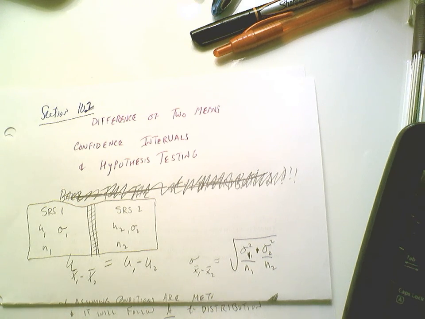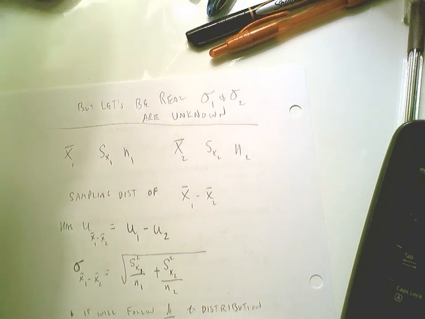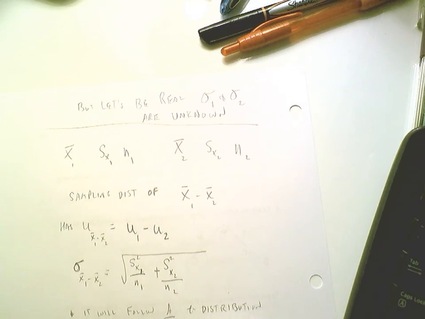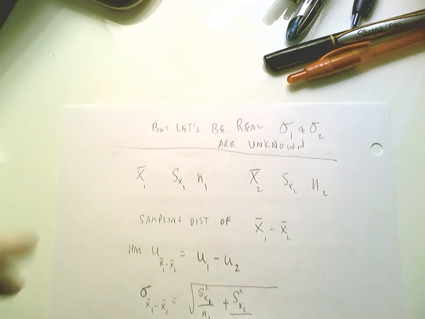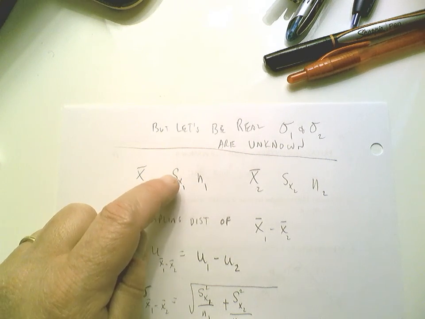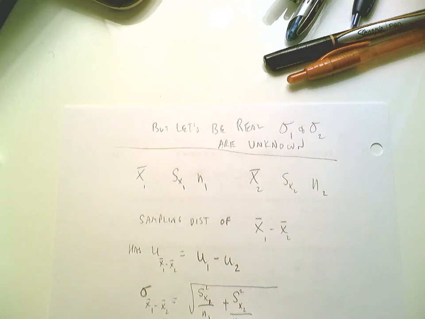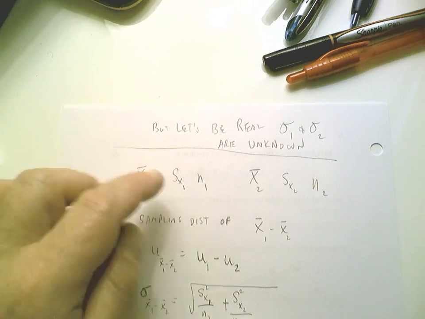This would be wonderful. We could do our Z statistics and ride off into the sunset and be good. But again, what's the bottom line? We don't know those sigma values. All we can do is we can work with our sample standard deviations that'll come from our two SRSs. And so, as I said up here, let's be real. We don't know what those two things are. So what are we going to work with? Well, we'll come with a couple parameters. In our first sample, we'll call it x bar sub 1, sx1. The book will just call it s sub 1. I just like to show it as the sample standard deviation of the first sample.